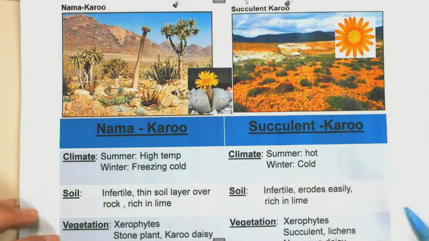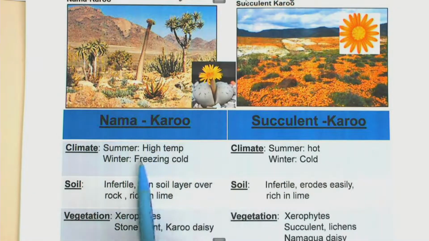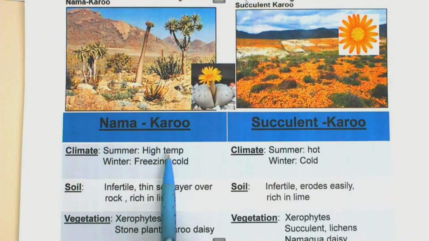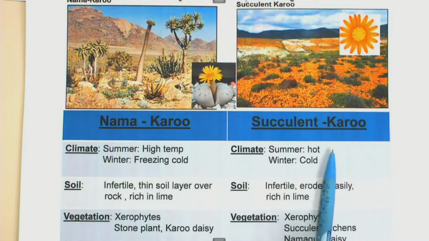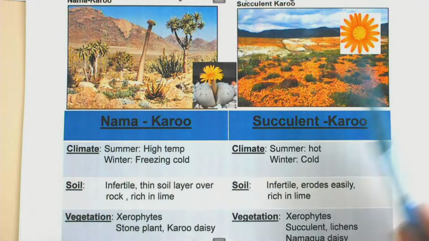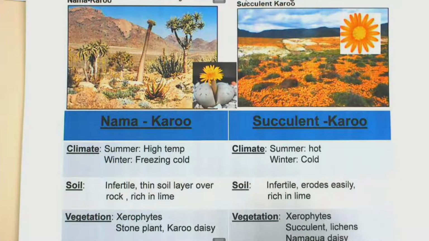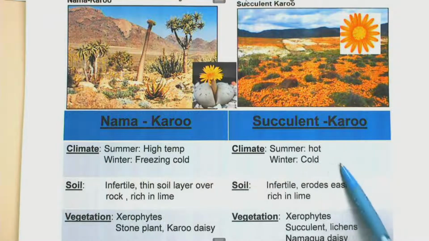So now let's look at the climate of these two sections. Now the Nama Karoo, high temperatures in summer, very hot. In winter it's freezing cold as soon as the sun sets. And then the same with the succulent Karoo. Summer it's hot. You can see and imagine. You see there the clouds are coming together already. And when it rains, it doesn't rain a lot. Okay. And then the winter it's extremely cold.